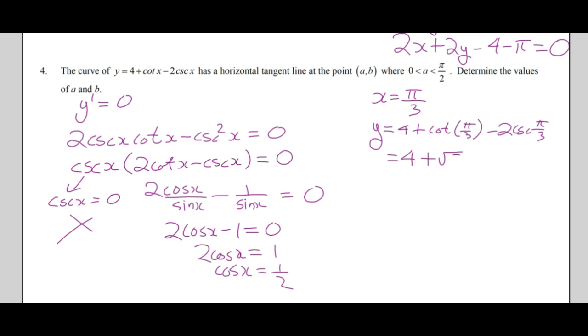4 plus root 3. And cosecant is 1 over sine. What's the sine of pi over 3? It's root 3 over 2. So it would be 2 root 3 over 3. So minus 4. Okay, so minus 2 times, what did you say? It was 2 over root 3?